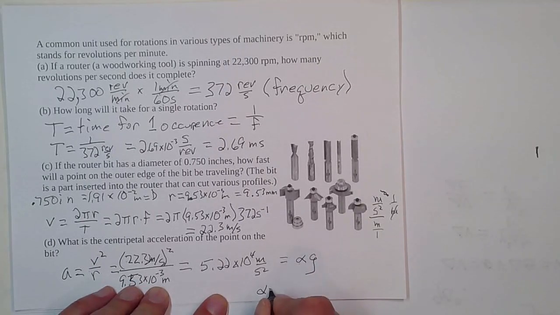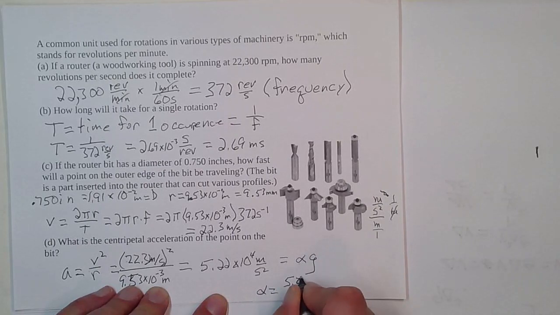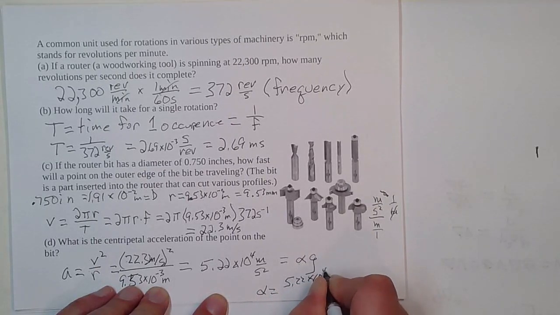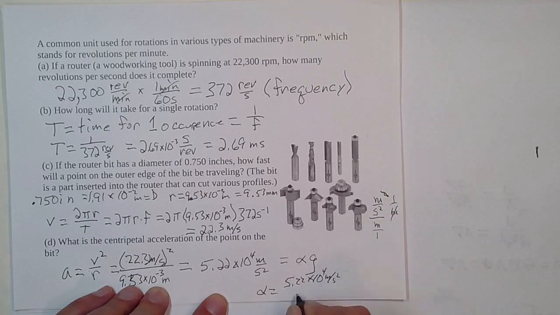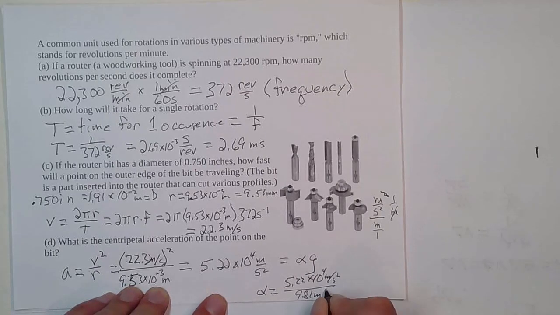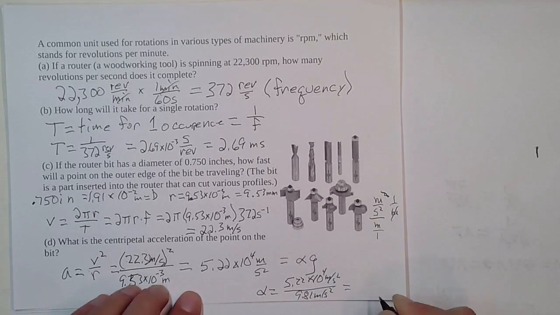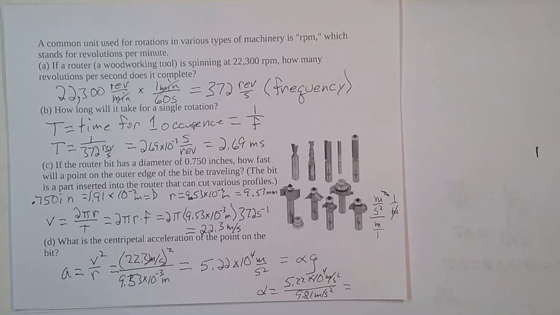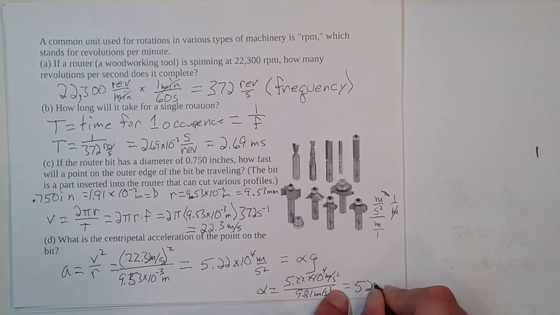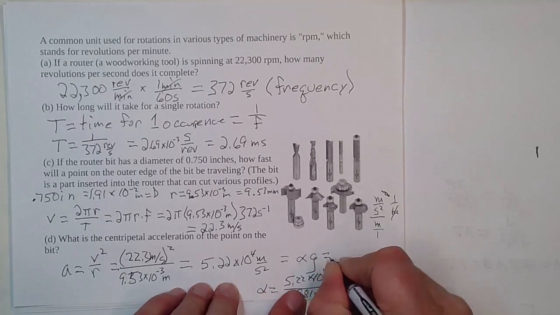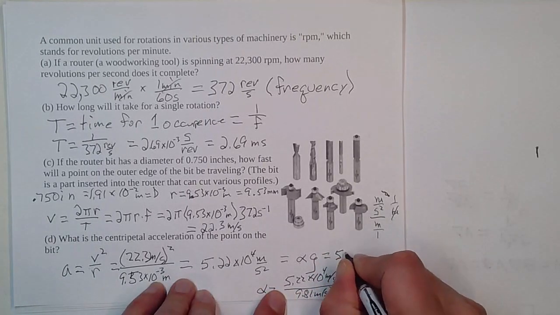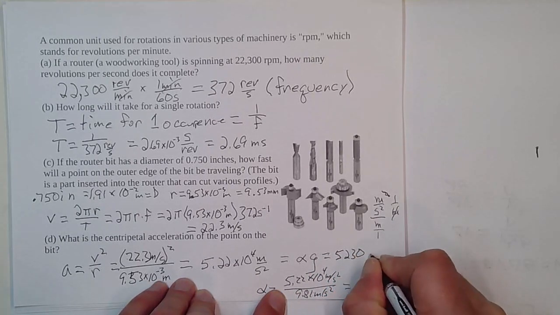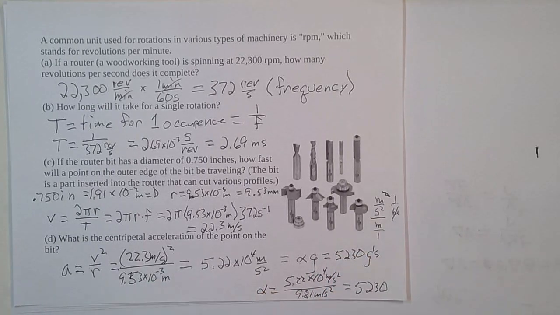And so alpha would equal 5.22 times 10 to the fourth meters per second squared divided by 9.81 meters per second squared on the bottom, and alpha will be a dimensionless quantity. I get about 5230 or so. So you could say that acceleration is 5,230 G's is the way that you could write that. Okay, that's just a little bit of a side thing, but some of the questions actually ask for that.